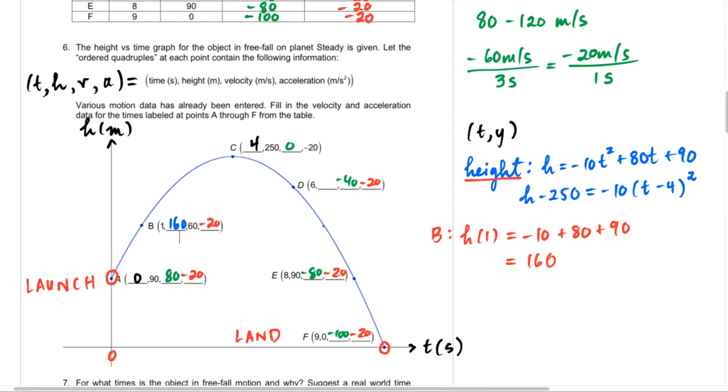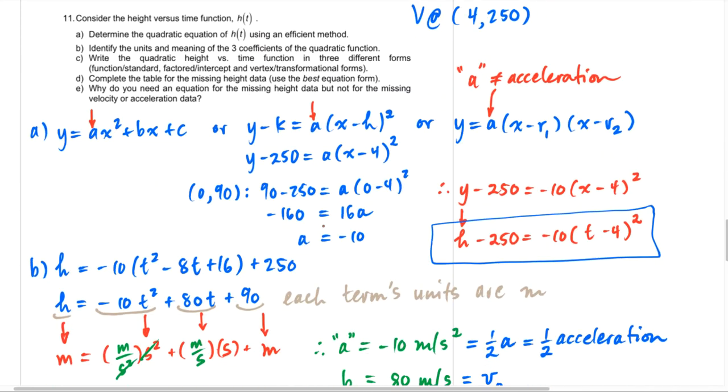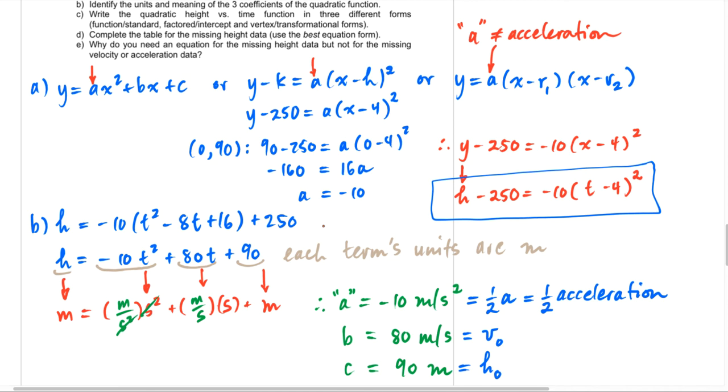Okay, let's take a look at the next part of that question. We're asked in part E, why do we need an equation for the missing height data but not for the missing velocity or acceleration data? Well, if a value is constant, you don't have to do any guesswork. We just know that the value, like the acceleration, is always constant. In the case of the velocity, we can come up with these proportions or similar triangles because we have the linear relationship or constant slope in the velocity time graph.